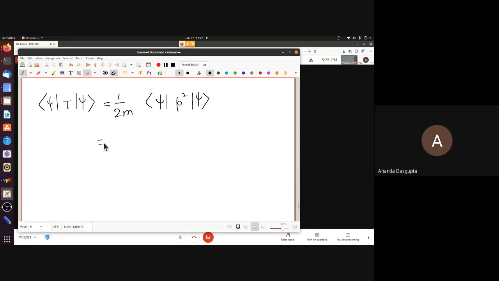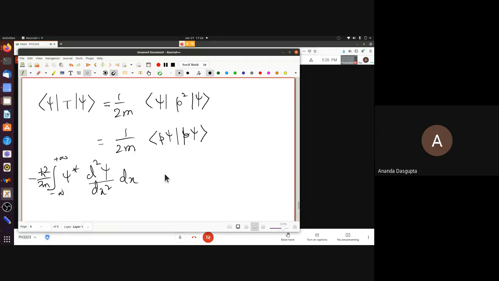Right? And since P is a Hermitian operator, you can always write this as P psi normed with P psi. Or basically this is what you're doing, right? Psi star d2 psi dx2. What this formula actually tells you is that this is the same as h cross square by twice m.